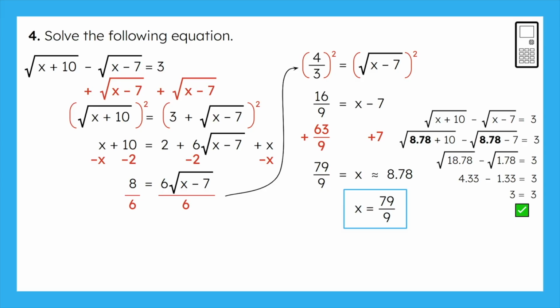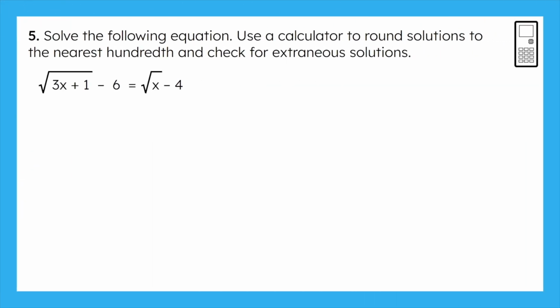Okay, time to put everything together in this last problem. Solve the following equation. Use a calculator to round solutions to the nearest hundredth and check for extraneous solutions. The equation is the square root of 3x plus 1 minus 6 equals the square root of x minus 4. Pause the video now.